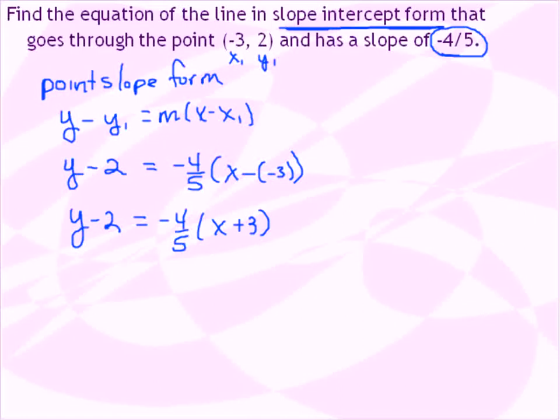Okay, so now we want to transform it so it becomes slope-intercept form. And notice, I don't think I mentioned here, this was a double negative, so I made it positive like the last problem. So slope-intercept form is y equals mx plus b. So that means that we want to solve this equation for y, and we want to have it in this form. So I'm going to have to distribute the -4/5 through the parentheses first.